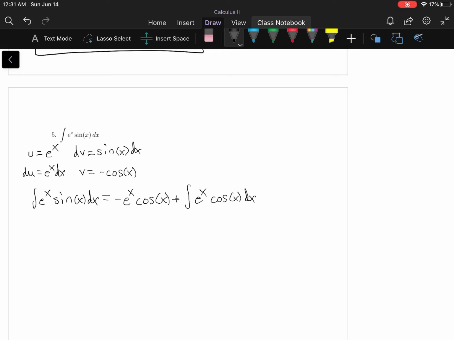So now again, this remaining integral on the right hand side is an exponential times a trig. So I'm going to use integration by parts for a second round. So I'm going to let u be e to the x because u was the exponential in my first round. dv now I'm going to have as cosine of x dx. du is e to the x dx. And v is sine of x.